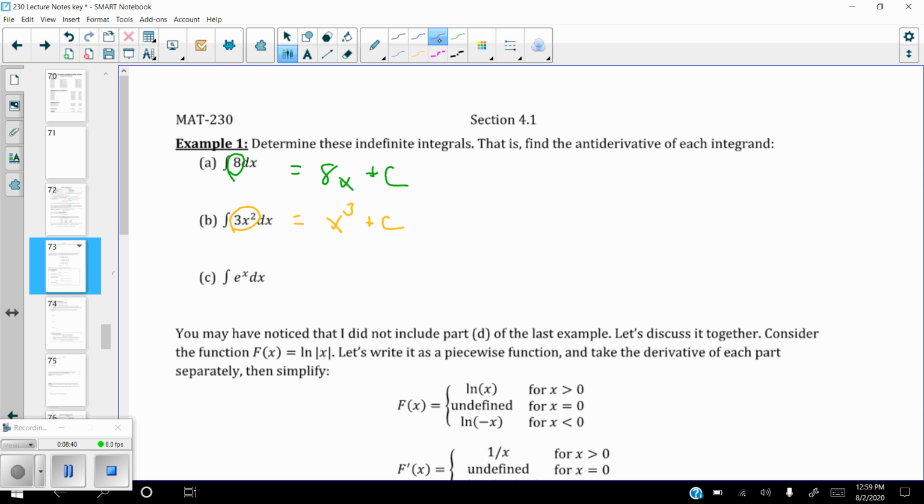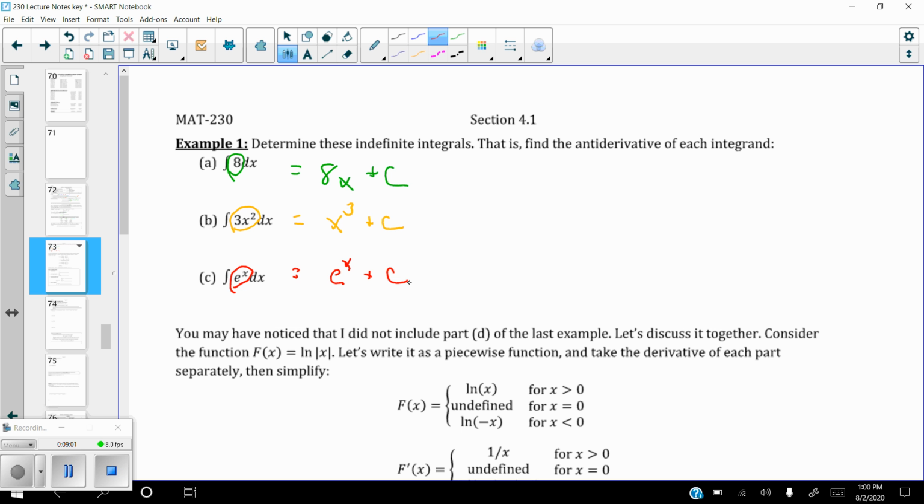All right, the last one, I am taking the integral of e to the x dx. So once again, the thing that I am taking the antiderivative of is e to the x. The nice thing about e to the x is it is its own antiderivative because it is its own derivative. So the integral is just e to the x plus some constant c.